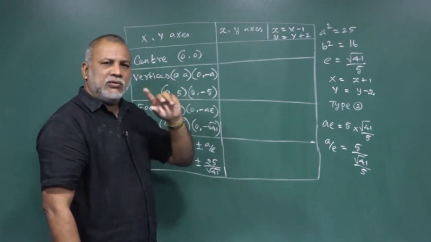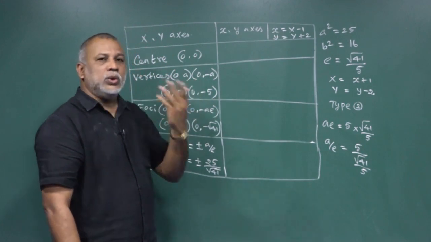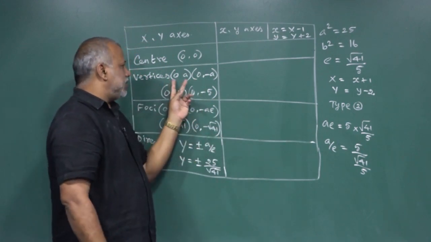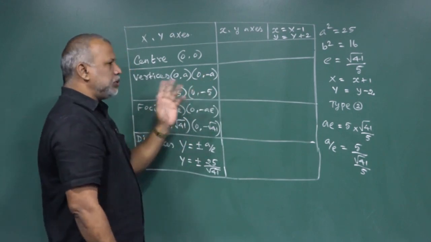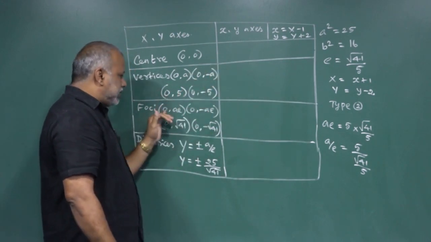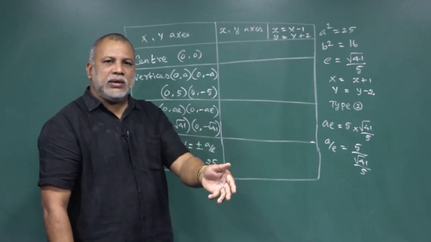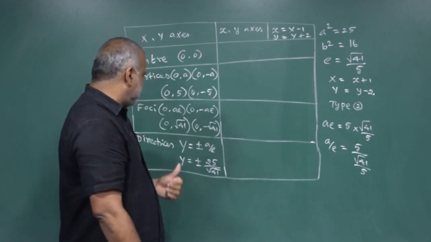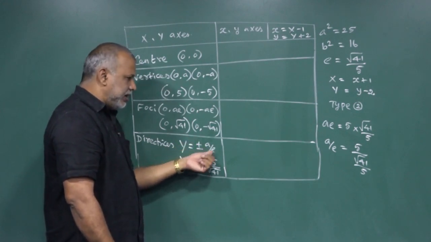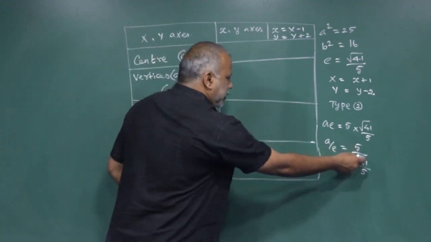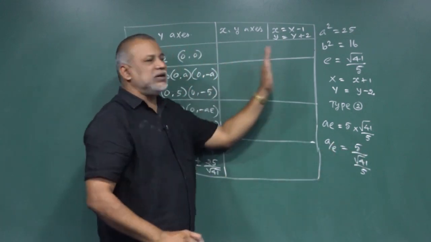Then vertices for type number 1: a comma 0, minus a comma 0. Now it belongs to the y-axis, so just interchange: 0 comma a, 0 comma minus a. Then substitute the a value. Foci: 0 comma ae, 0 comma minus ae. For type number 1: ae comma 0, then minus ae comma 0. Then directrices y equal to plus or minus a divided by e. Just substitute the a value, e value, then simplify it. Now your work is just to convert this.